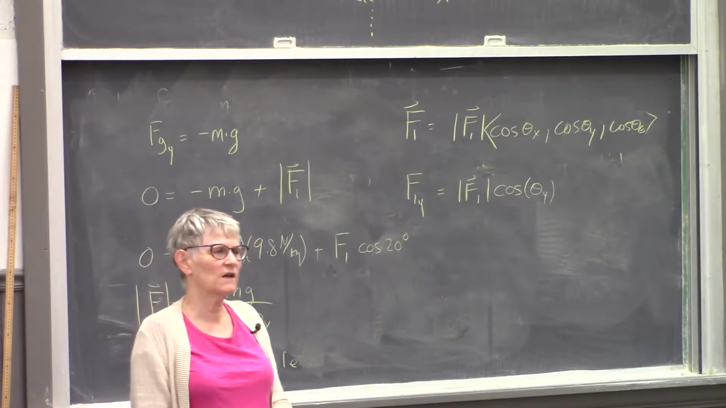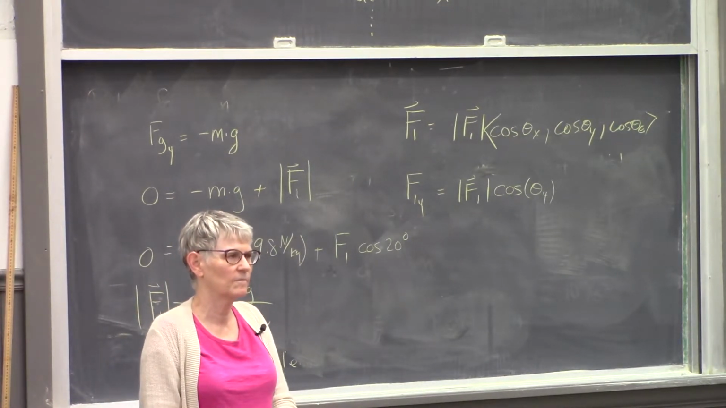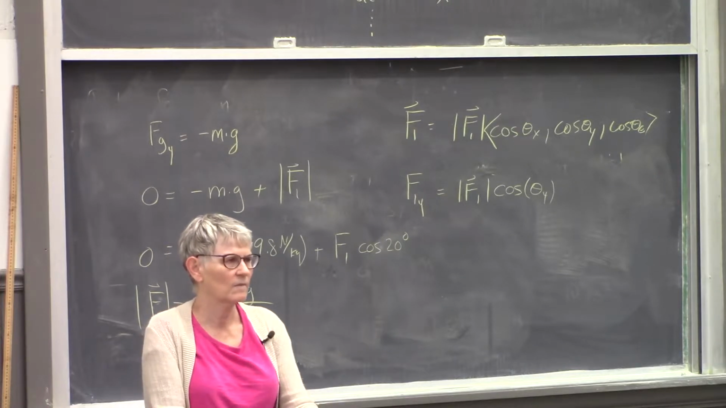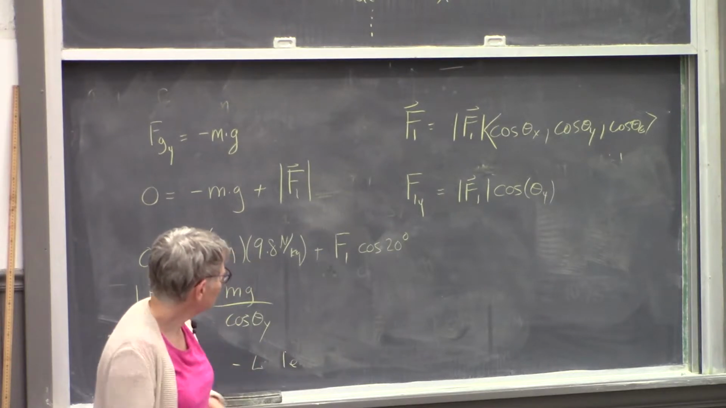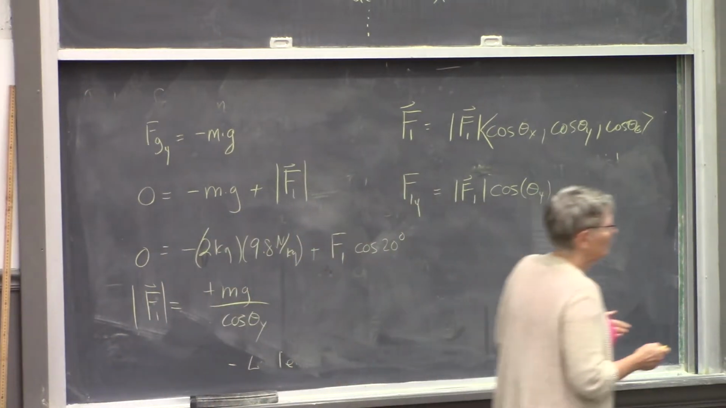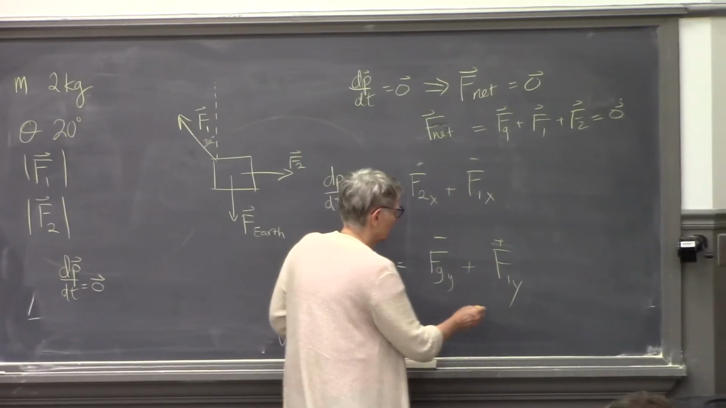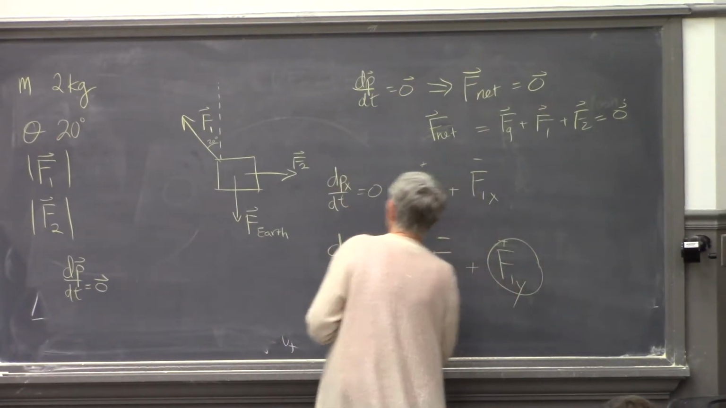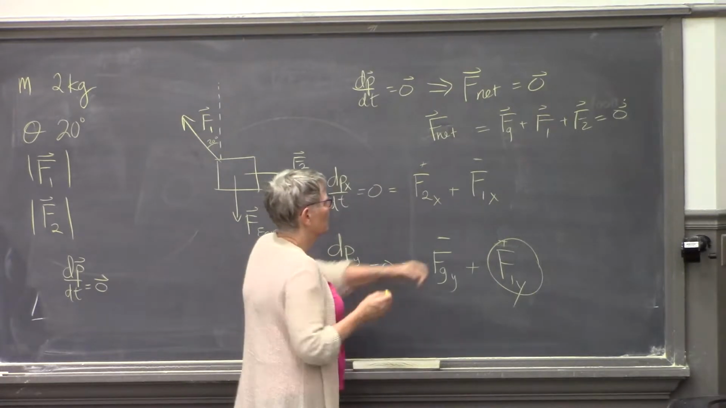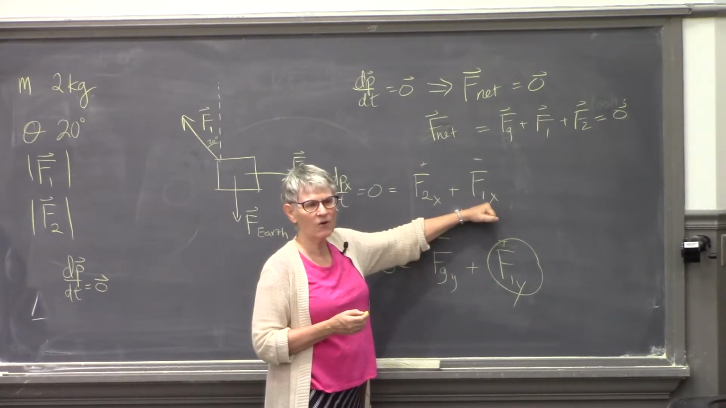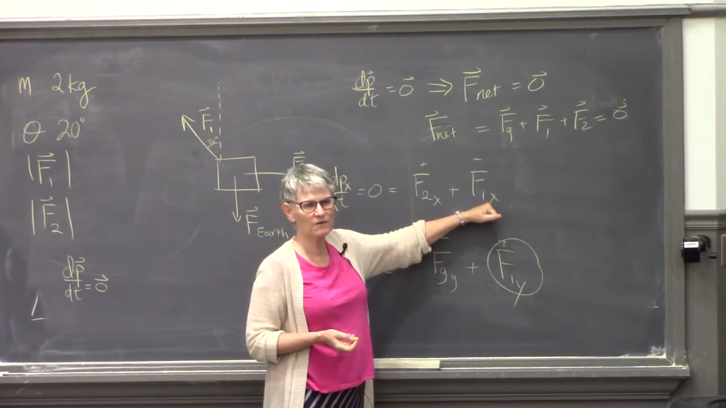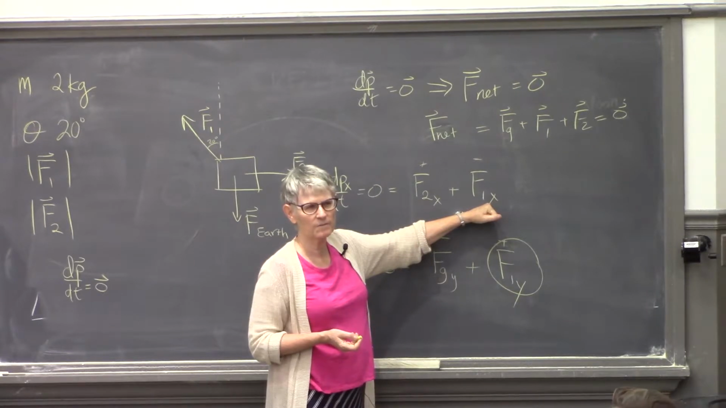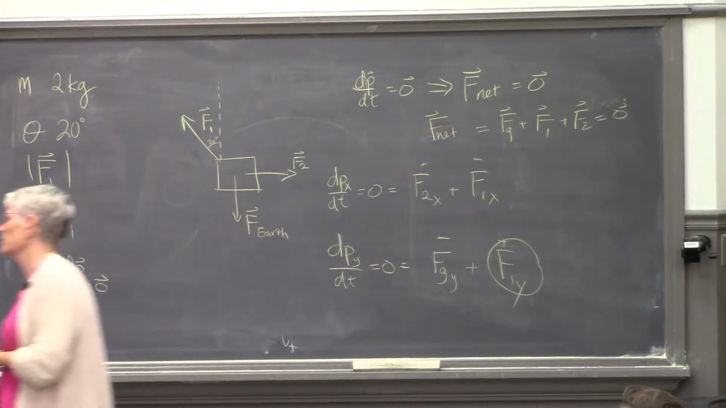Okay, and we could plug numbers in that and get a number for F1, right? So, well, now we know that. Now we can go back. So we've got that. It's given us the magnitude of F1. Now, can we use that to get the x component of F1? How do we get the x component of F1?